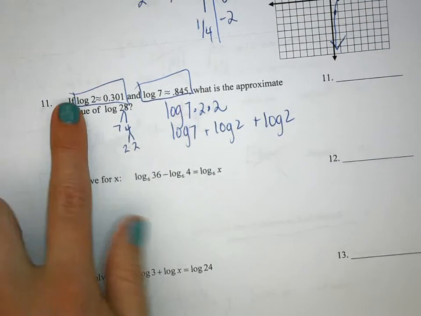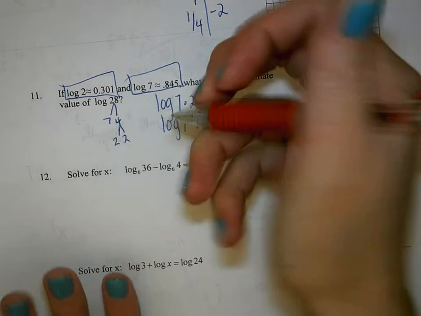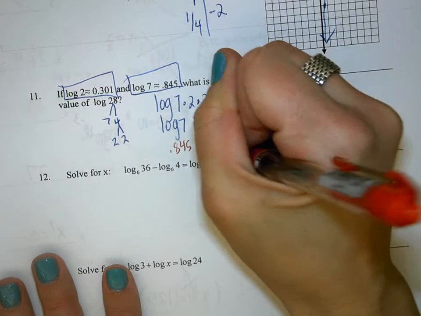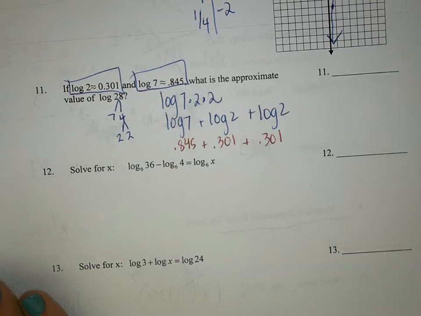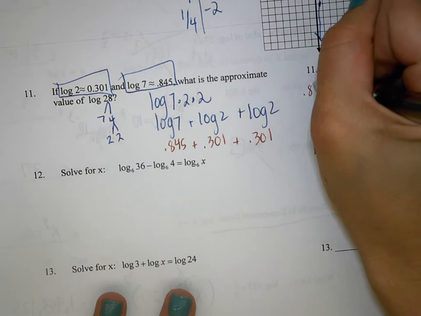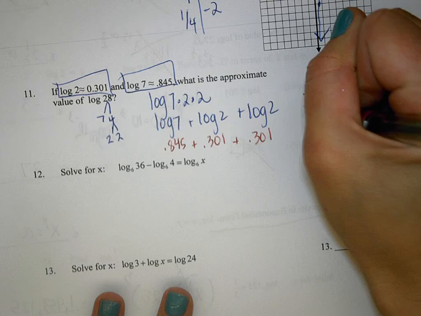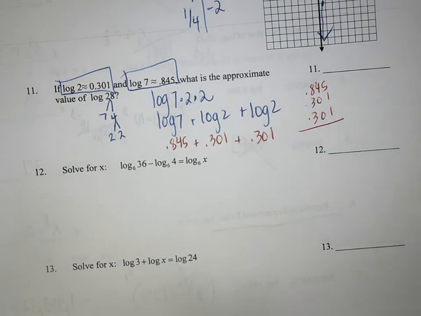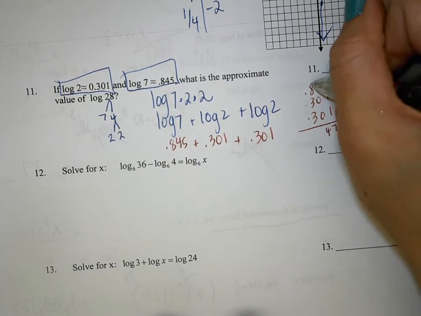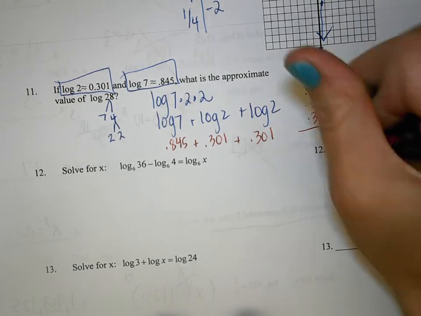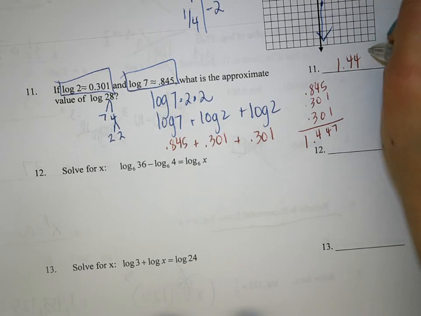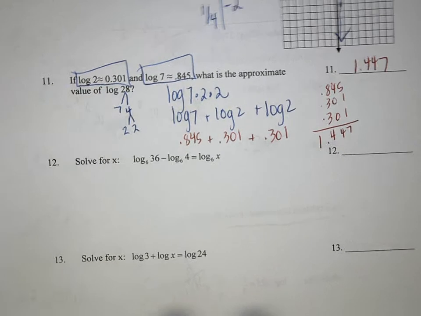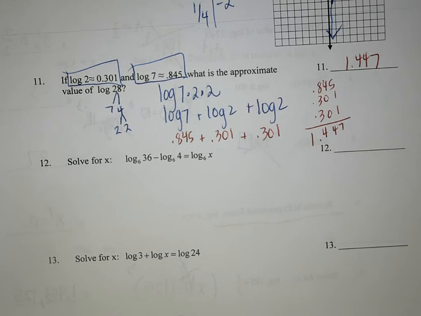Which means when I plug in these values, I now have 0.845 plus 0.301 plus 0.301. Okay, and so then we're just going to line those up and add them up. So 0.845, 301, 301. We add, I get 7, 4, 8 plus 3 is 11, plus another 3 is 14, so we get 1.447 is your answer. Are we all okay with that? Yeah. Yeah? Okay.